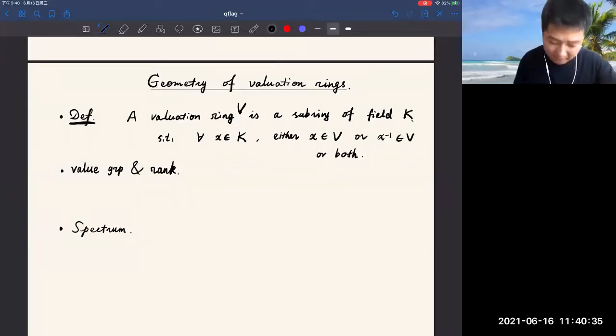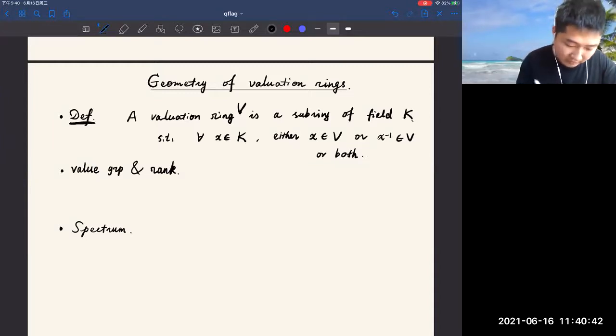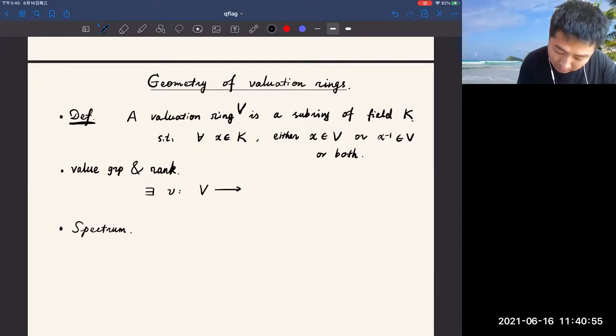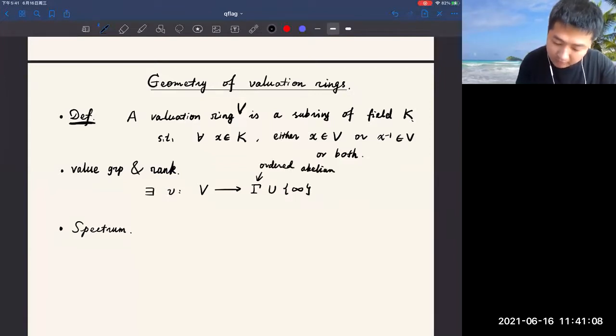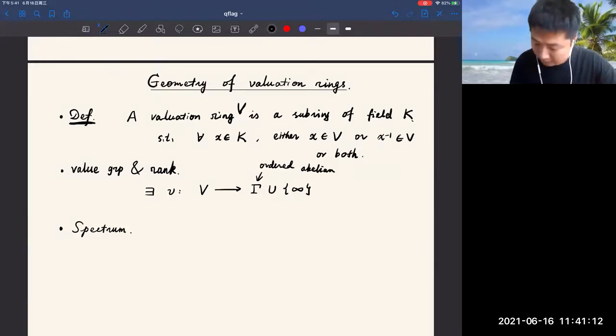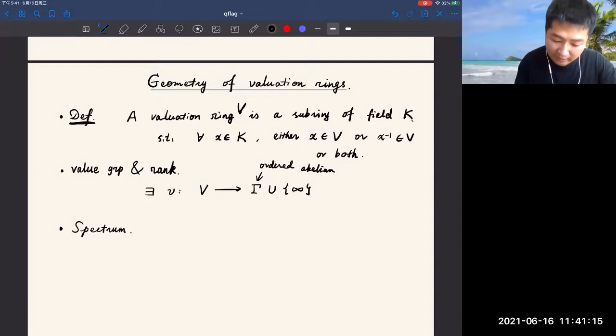This definition is quite simple, but in fact valuation rings have a more delicate structure. For example, there is a valuation map and the notion of the value group. There exists a valuation map from the valuation ring to gamma union infinity, where gamma is an ordered abelian group, and infinity is just a symbol for an element larger than any element in gamma. This gamma is called the value group of V.